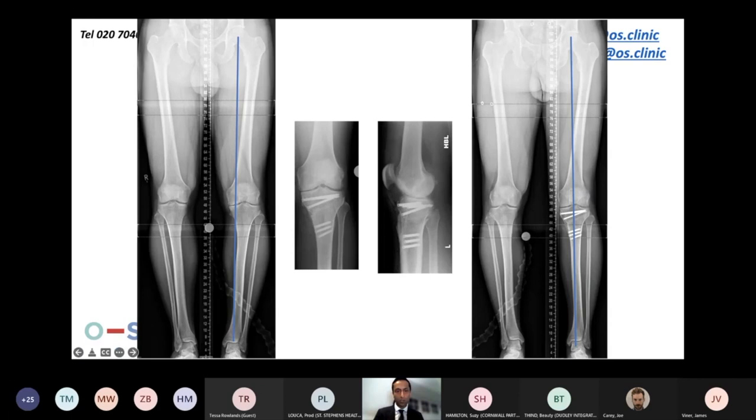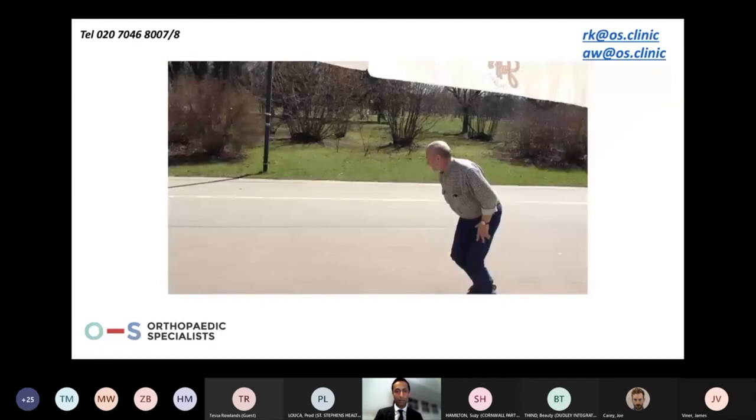We've done an osteotomy to change the mechanics of the weight-bearing axis. So this line is from the center of the hip down to the center of the ankle, and it's going through the inside of the knee. By doing the osteotomy, we've now made it go through the middle of the knee joint, and we've offloaded the medial compartment of the knee. Very effective and can get people into quite significant activities, and they maintain their own knee joint.